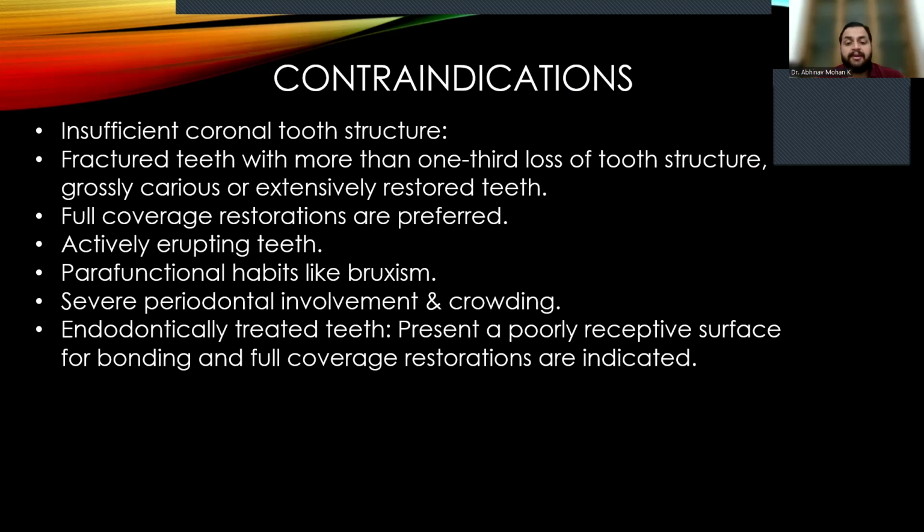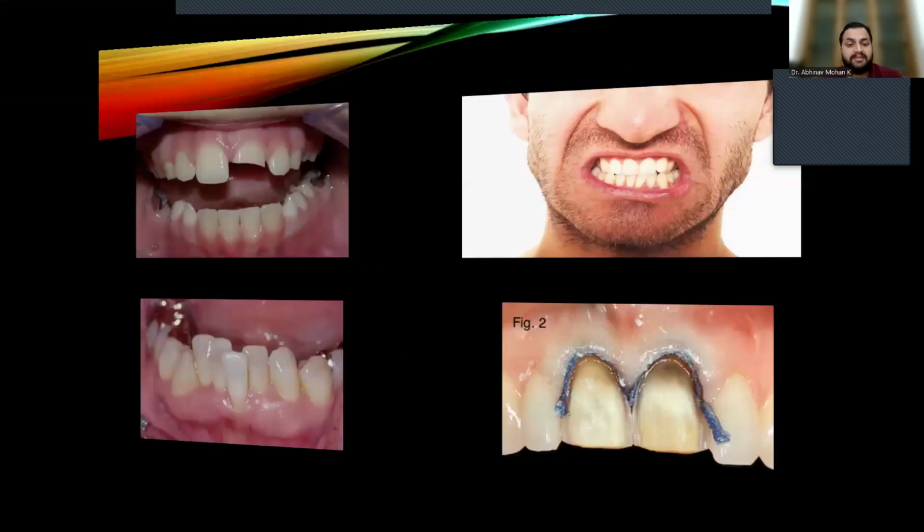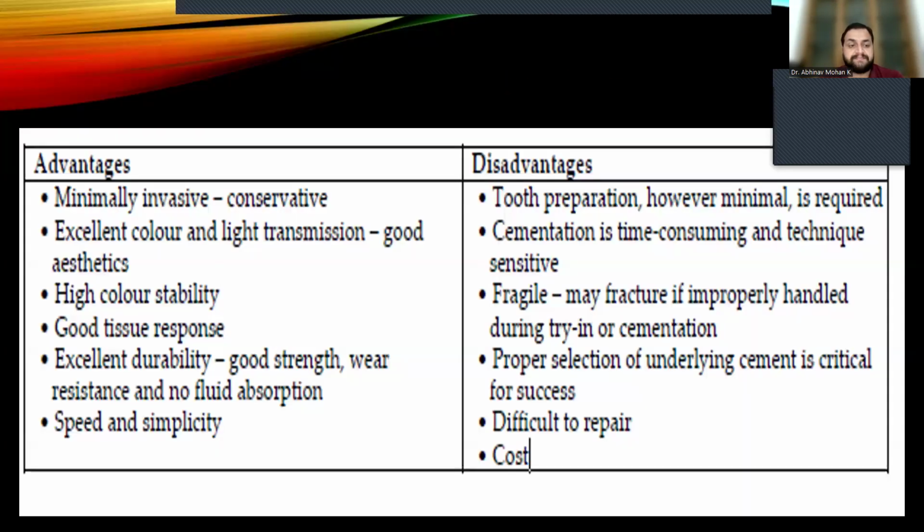Severe periodontal involvement or crowding. In such a situation it is very difficult to fabricate and place a veneer. And non-decayed treated teeth present a very poor surface for bonding. In such situations, it is better to go for a full coverage restoration. So these are some of the contraindications for veneers.